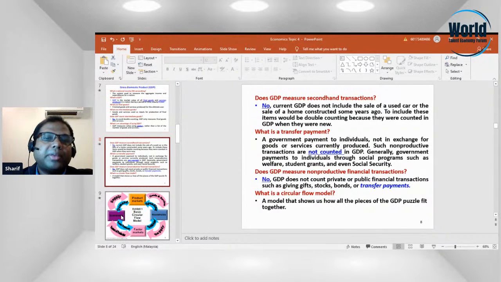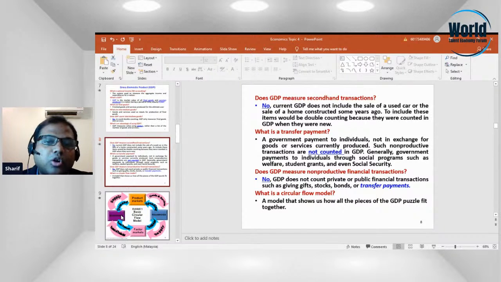What is a transfer payment? A government payment to individuals, not in exchange for goods or services currently produced. Such non-productive transactions are not counted in GDP. Generally, these are government payments to individuals through social programs such as welfare, student grants, and even social security.